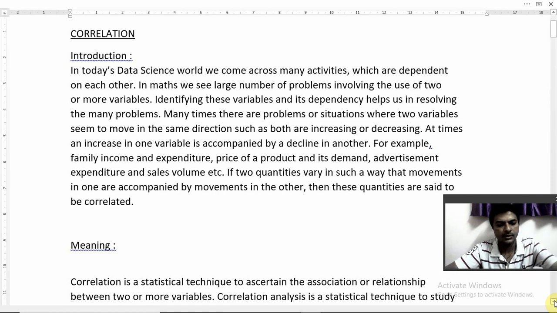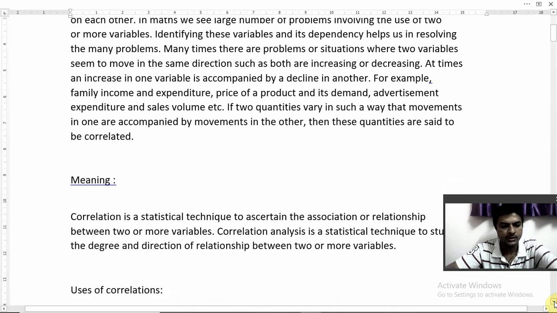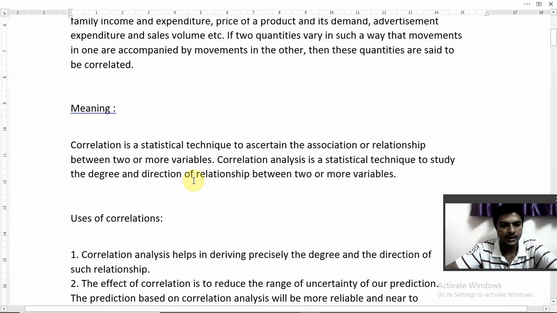Let us go to the meaning, which is very important. Correlation is a statistical technique to assess the association or relationship between two or more variables. Correlation analysis is a statistical technique to study the degree and direction of the relationship between two or more variables. Yes friends, this is very simple. Here we can see the correlation when we come across statistical measures.